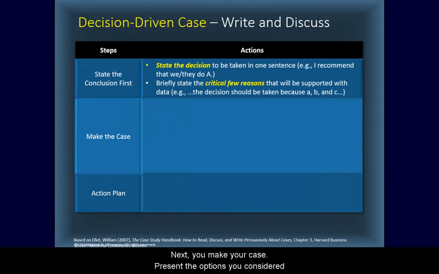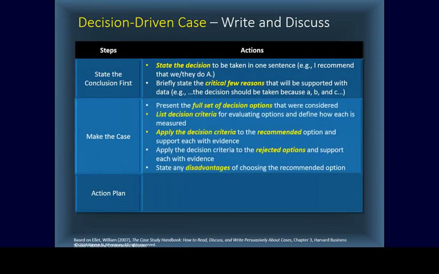Next, you make your case. Present the options you considered and the decision criteria that you used to evaluate the options. Explain how the decision criteria fit the recommended option, and show how the same criteria did not support other options. Finally, acknowledge any potential disadvantages to your suggested option.